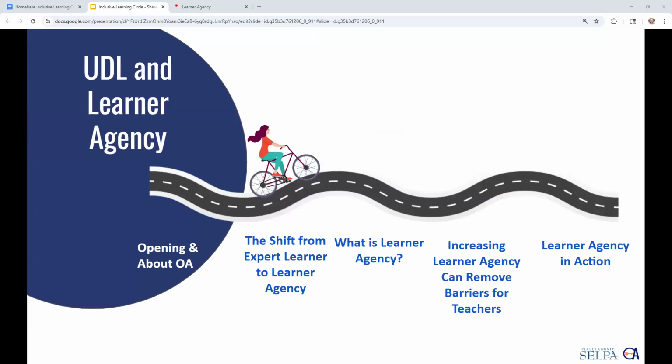As we move through today centered around UDL and learner agency, we're going to focus on the shift from expert learner to learner agency. We'll give an overview of what learner agency is, how learner agency for students can really support teachers and remove barriers, especially within student engagement and behavior. And finally, we will share some examples of learner agency in action in the classroom.